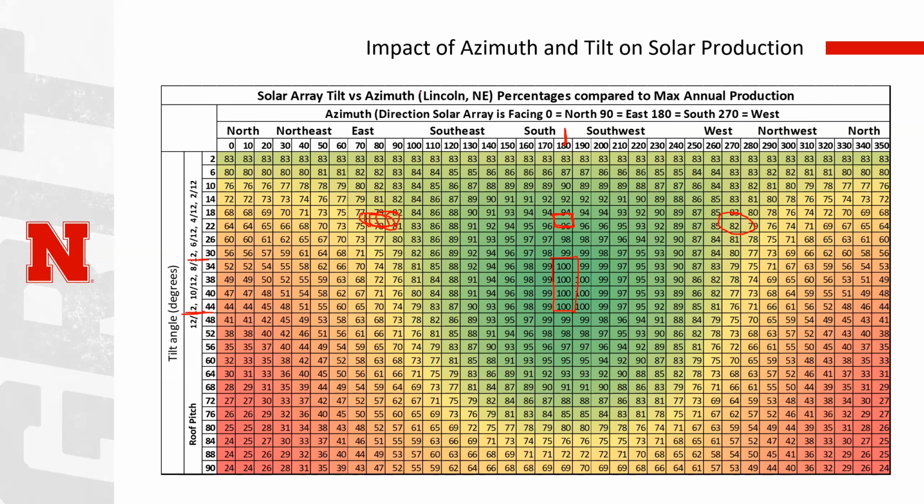I will mention that, although due south is really important, if it's just a little bit off, you're probably okay, but you don't want to go too far off before you start losing pretty significantly. And so if I'm southwest or southeast, it's okay, but if you go all the way to east, you're losing quite a bit.